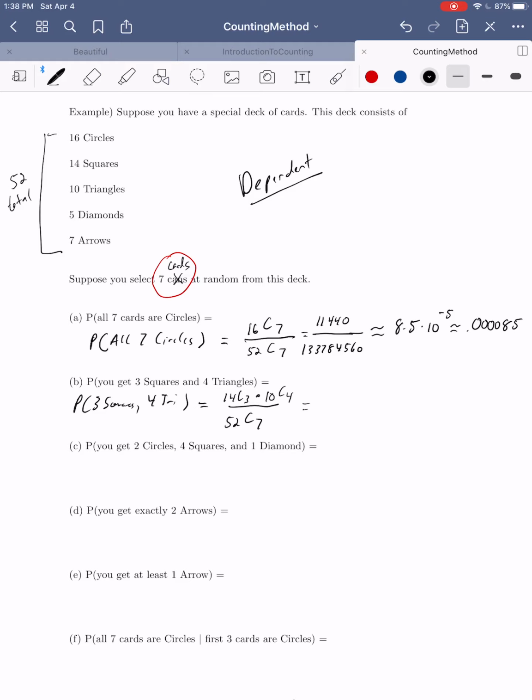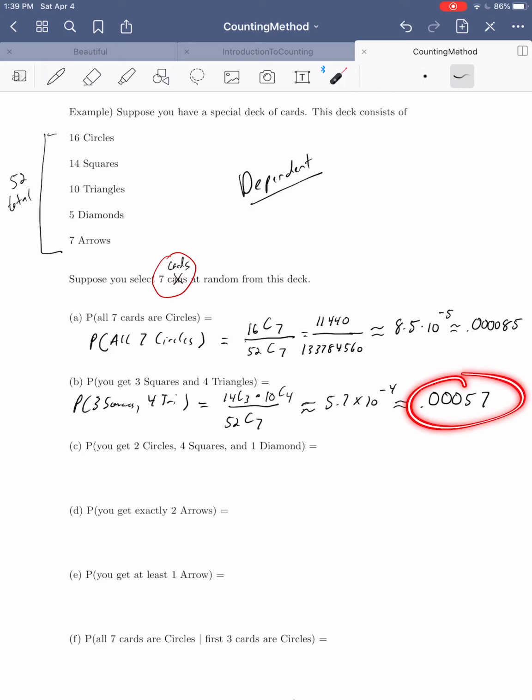So 14C3 times that 10C4, and then divided by 52C7. You should get that guy is approximately 5.7 times 10 to the minus 4th, which if you wanted to write it as a decimal, you'd shift this guy 4 times to the left, and you should get 0.00057. So again, very, very small chance that you get exactly 3 squares and 4 triangles.